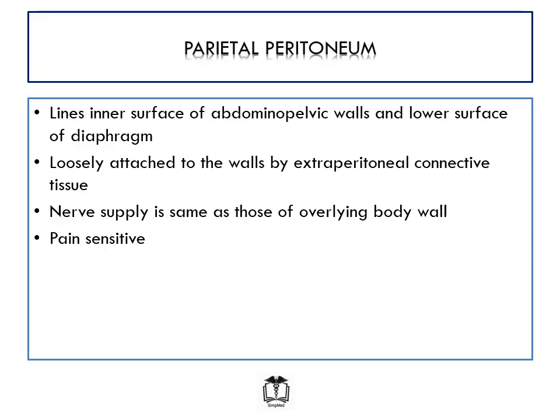Parietal peritoneum is the peritoneum that is involved in lining the surface of the abdominopelvic wall and the lower surface of the diaphragm. It's loosely attached to the walls by extraperitoneal connective tissue. And what we need to remember about the parietal peritoneum, in distinction to the visceral peritoneum, is its nerve supply. The nerve supply is that of the overlying body wall, and as a result, this peritoneum tends to be pain sensitive. And this is in distinction to what we see in the visceral peritoneum, as we see in the next slide.